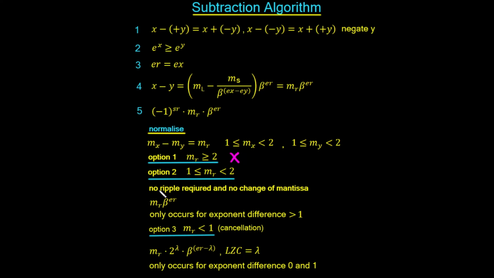So for subtraction, we can see that if the value of MR is less than 1, we get the cancellation, and if we get the cancellation, it means that we're going to have to change the exponent value. So the exponent value gets changed by this value of lambda, which is the leading zero count, and also the value for the mantissa increases by that same factor of the leading zero count. So in effect, we're going to have to count the leading zeros, we're going to have to do the shift, and we're going to have to pass on the value lambda to the exponent.